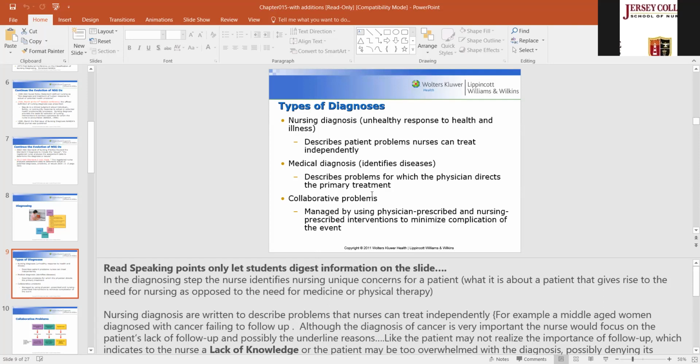And then collaborative problems. These are problems that are managed by the physician and the nurse and some other people on the team. So the physician prescribes something and nursing implements it.